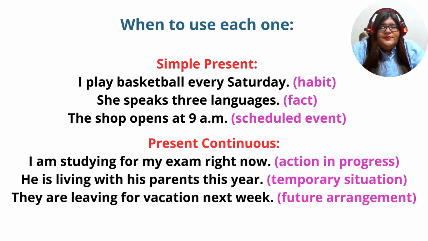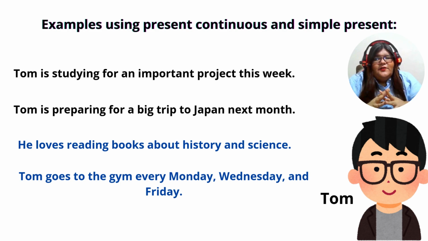Then we have, in present continuous: I am studying for my exam right now. This is an action in progress, right? Then we have, he's living with his parents this year. This is a temporary situation because he wants to be independent, right? Then we have, they are leaving for vacation next week. This is a future arrangement. You see the difference?